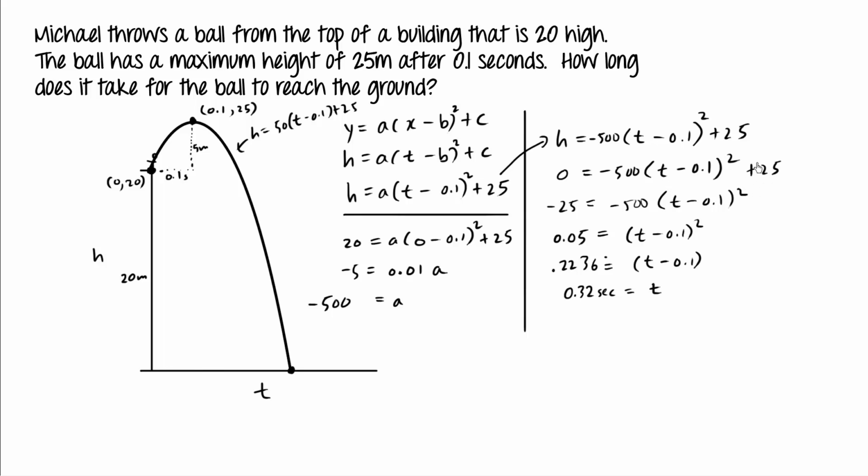We subtract both sides by 25, so the 25 here becomes a negative 25. We divide both sides by negative 500 to get 0.05. We take the square root of both sides, so we end up with t minus 0.1. And finally, we add the 0.1 to both sides to solve for t. Excellent.